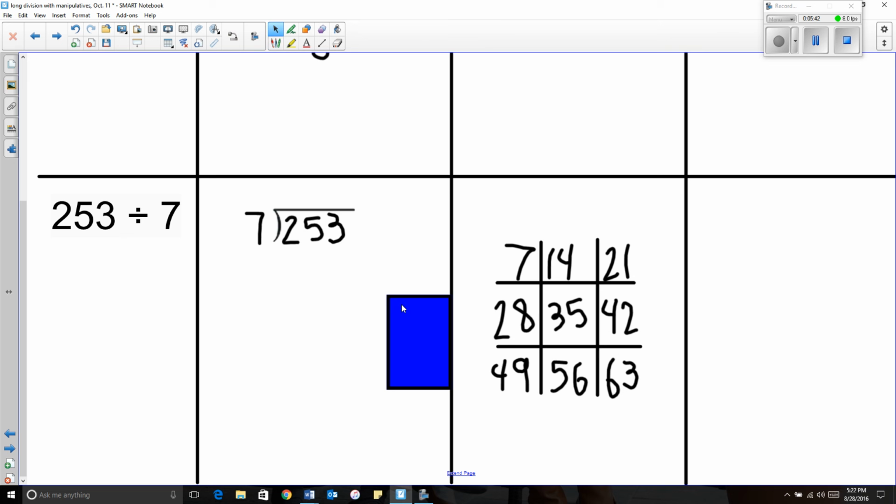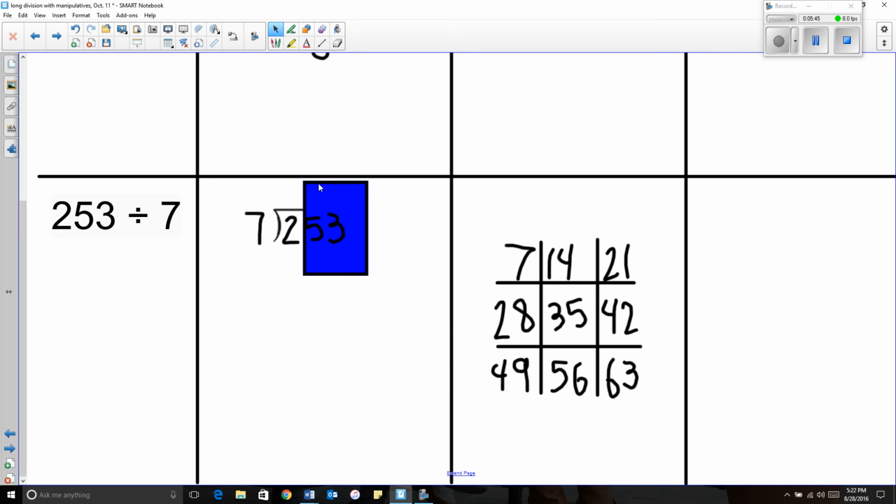So using that index card, if you need to, go ahead and cover up all but one digit of the dividend. Now 7 will not go into 2. Impossible. I cannot make a group of 7 if I only have 2. So I'm going to go ahead and put that placeholder of 0.